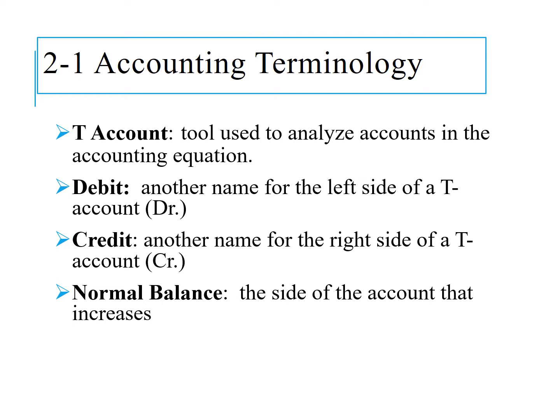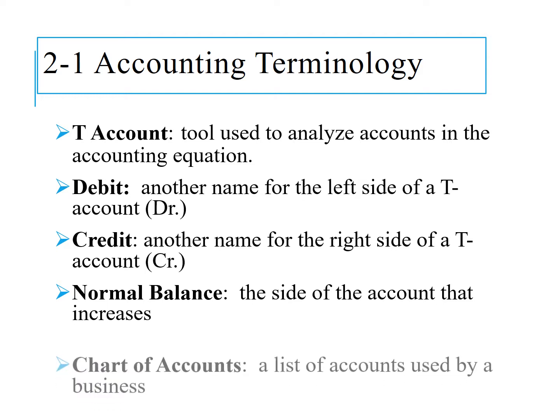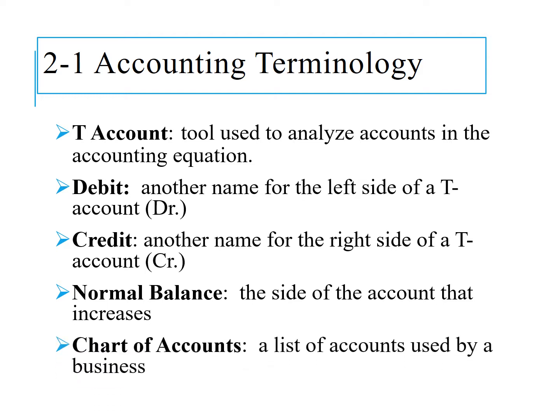The normal balance side of each account will be the increase side. The increase side is determined by where it falls underneath the accounting equation. Chart of accounts are a list of accounts used by a business. Charts of accounts may vary, but generally they are very similar for all businesses.